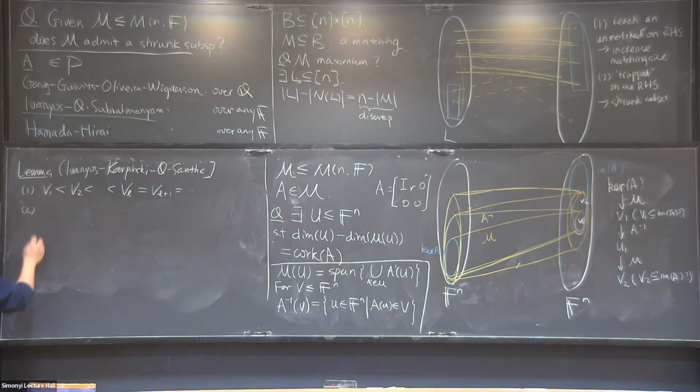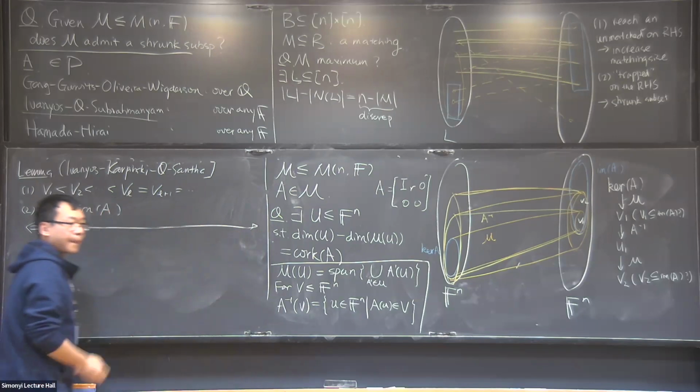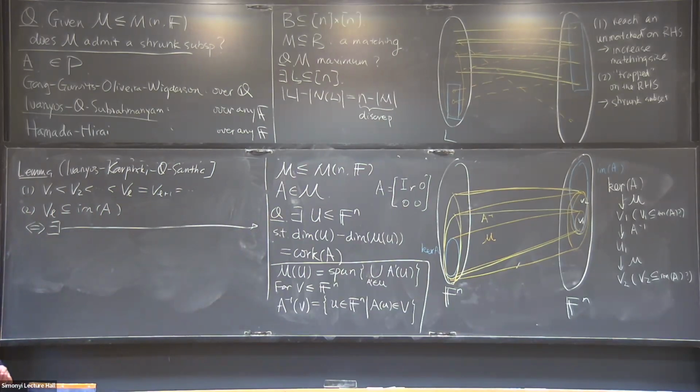The second thing is that, look at this stabilized vector space. VL is contained in the image of A if and only if there exists a shrunk subspace with the right discrepancy. So that's the lemma. Then you can say that, okay, this kind of gives you a hint, right? This is the right procedure to do.